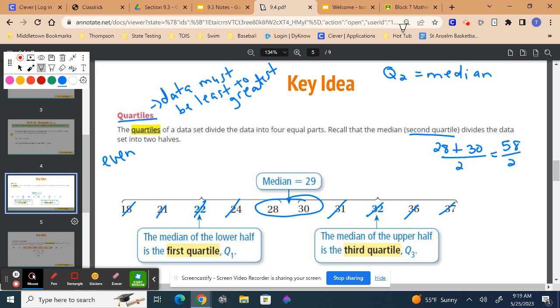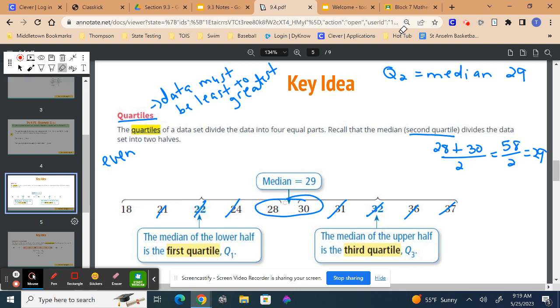And is that what they got? Yes. And it makes sense, right? What's in between 28 and 30? 29. Okay? So 29 is your quartile 2. Yes? Okay. This is where it's all new.